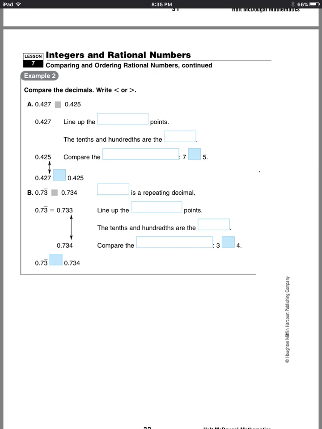So the first thing we want to do is line up the decimal points. We want to take our 2 decimals and line them up just like they did here. Now, the tenths and the hundredths place are the same. Both have a 4 in the tenths place. Both have a 2 in the hundredths place. So now we're going to compare the thousandths again like they did.